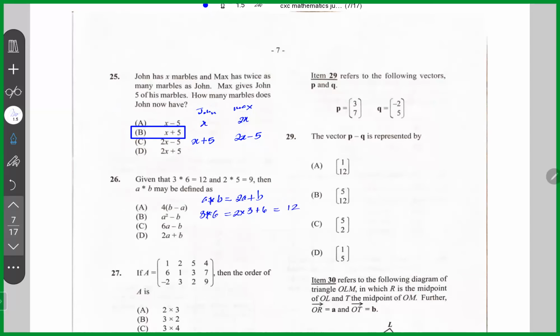Let's try 2 star 5. If this equals 9, we're in business. This is 2 times 2 plus 5. This is 9. So if 3 star 6 is 12 and 2 star 5 is 9, then A star B is defined as A star B is equal to 2A plus B. The answer is D. So this question is done by trial and error. You literally have to try all the answers until you get to the correct one.